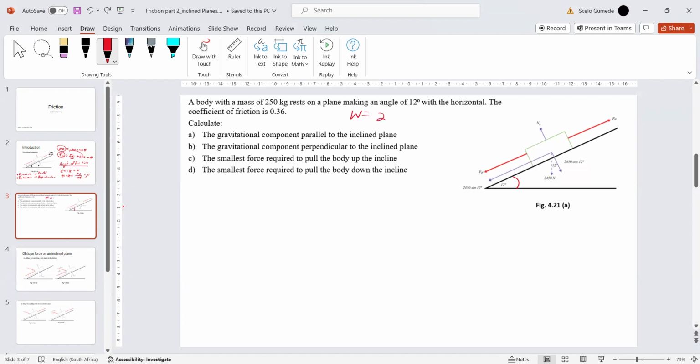First, let's find W. W is mg, which is equal to 250 multiplied by 9.8. This is where we're going to get the 2450 newtons. As you can see there, those are the values of W. First thing that is important.